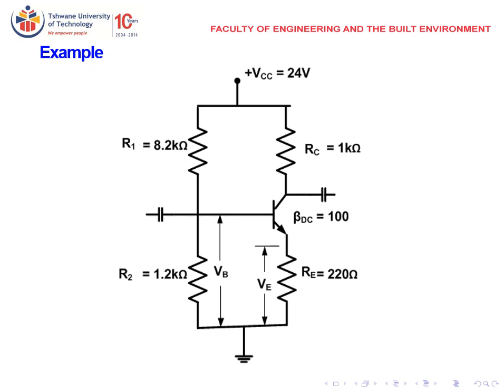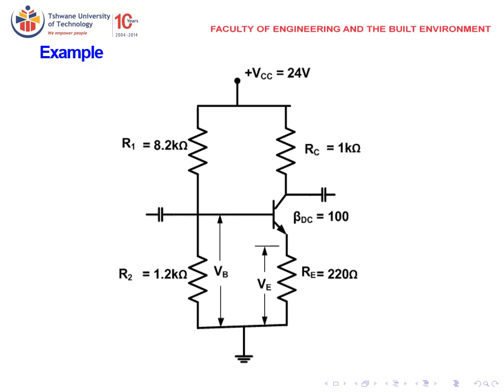So this is your circuit diagram for a voltage divider biasing. VCC is equal to 24 volts. You have R1 and R2. So to calculate the value of VB, you'll use the voltage divider formula for R1 and R2. Then the voltage across R2 is your VB. And then VB is equal to the voltage VBE plus VE. So you'll calculate VE using VB minus VBE.